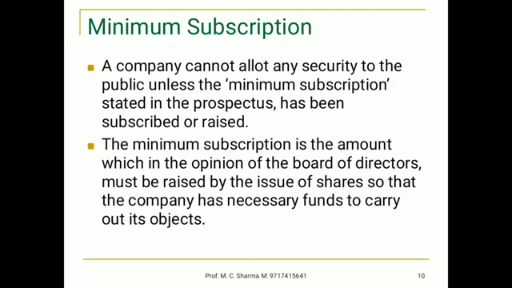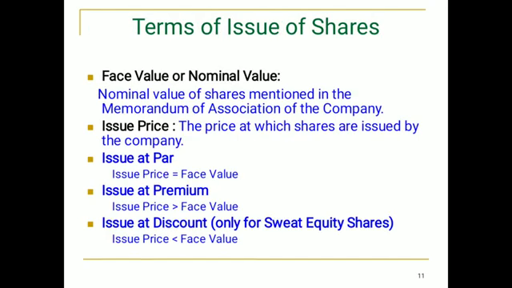A company cannot allot any security to the public unless the minimum subscription stated in the prospectus has been subscribed or raised. The minimum subscription is the amount which, in the opinion of the board of directors, must be raised by the issue of shares so that the company has necessary funds to carry out its objects. Again, a part of theory. Let us see the next thing.